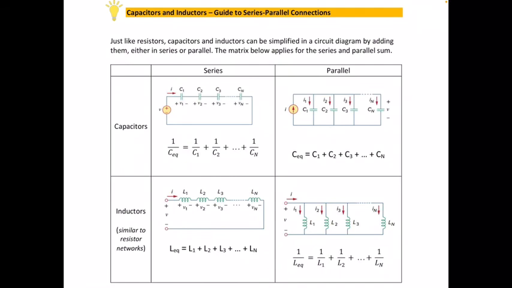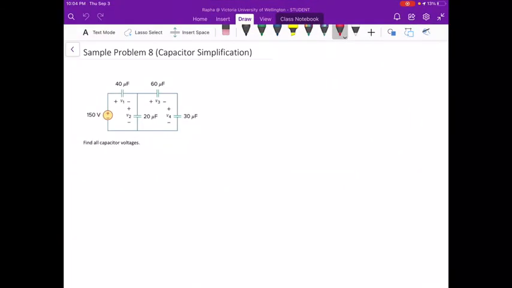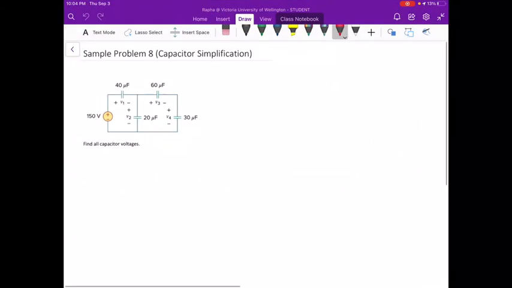And to show this in a particular sample problem, we have capacitor simplification. So you can see in this diagram we have 4 capacitors, we have 1 voltage source, but instead of simplifying the capacitor network, the problem asks us to find all capacitor voltages. So that's a bit of an extra. So the way that we approach this problem is very similar to the resistor network simplification that we've done from previous lessons, like lesson 3, I guess.